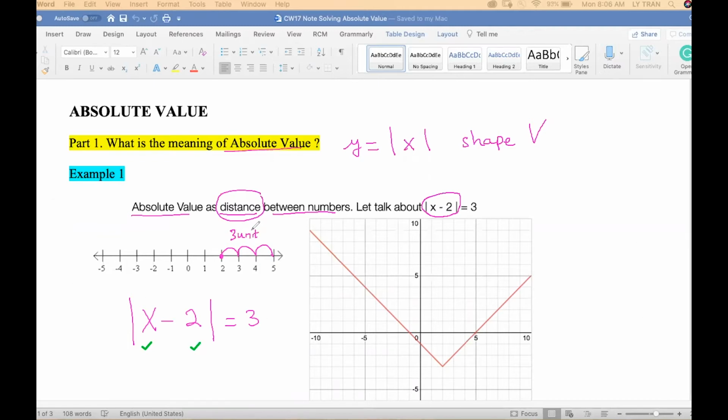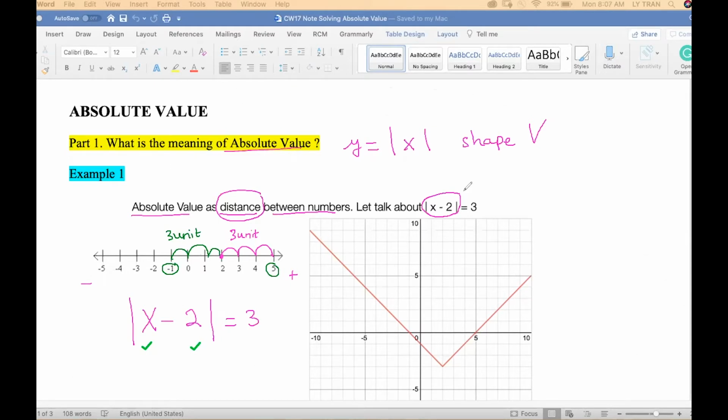But distance doesn't have to go all the way to the positive side. What happens if we look at the negative side? From 2, if I go 3 units to the left, 1, 2, and 3, negative 1 also is 3 units away from 2. So the meaning of absolute value is the distance between two numbers. You could have a negative answer, you could have a positive answer, but you are going to have two answers. And that's how the graph is going to look.